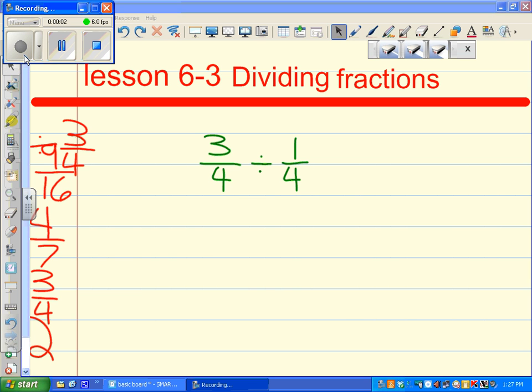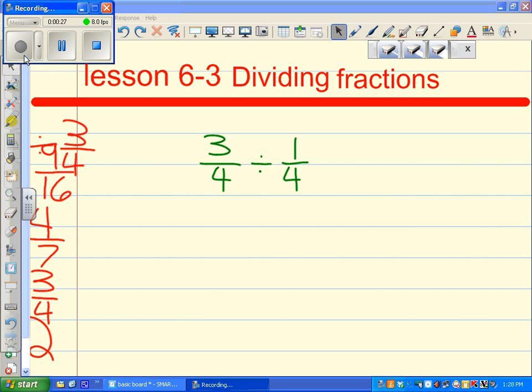Okay, it is lesson 6-3. I'm dividing fractions today. Now, dividing fractions is confusing. It's confusing to lots of people. And it's confusing because we take something that is a fraction, which usually is less than 1, and we divide it by something else that is less than 1, and we end up with a whole number.